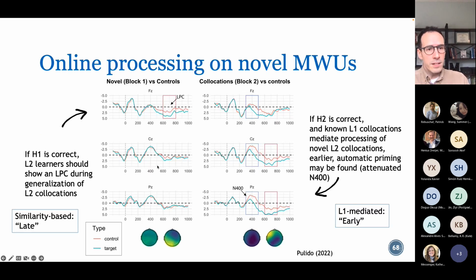This was complemented by the ERP data. So just to remind you, based on that ERP data, we might expect two different time courses for generalization. Only if the first language is coming into play, we might see an earlier time course of processing than we see in first language speakers when they're generalizing their knowledge to novel utterances.